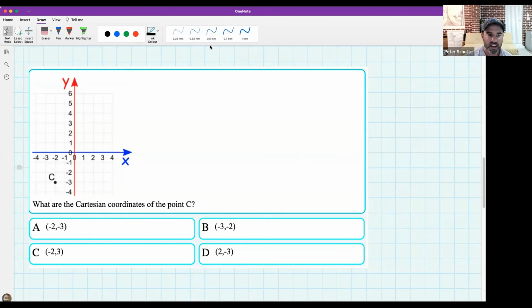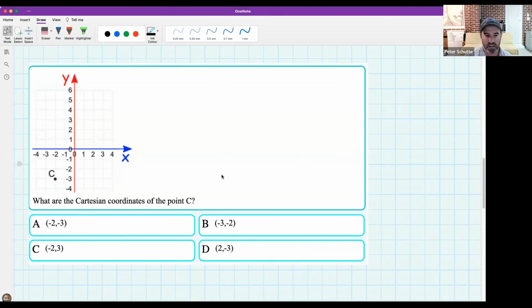And then, guys, our last question for tonight before we send you off to do the quiz is, what are the Cartesian coordinates of the point C? You can put A, B, C, D in the chat. We don't have to worry about the Zoom poll. So our last question, guys. Let's get it right.